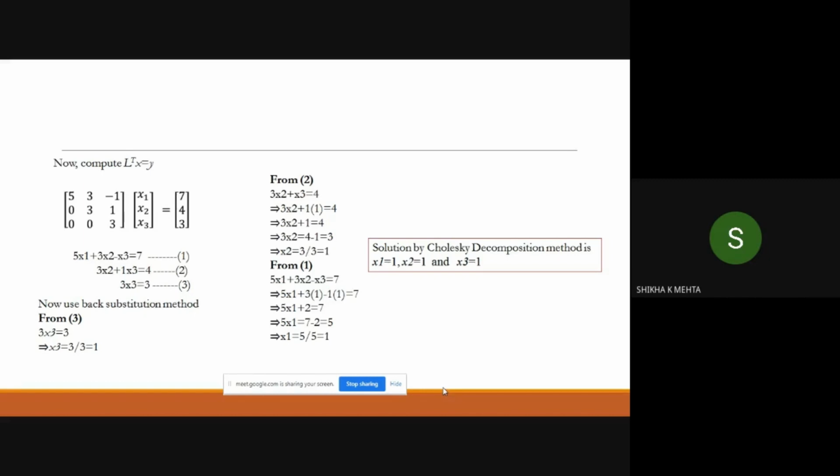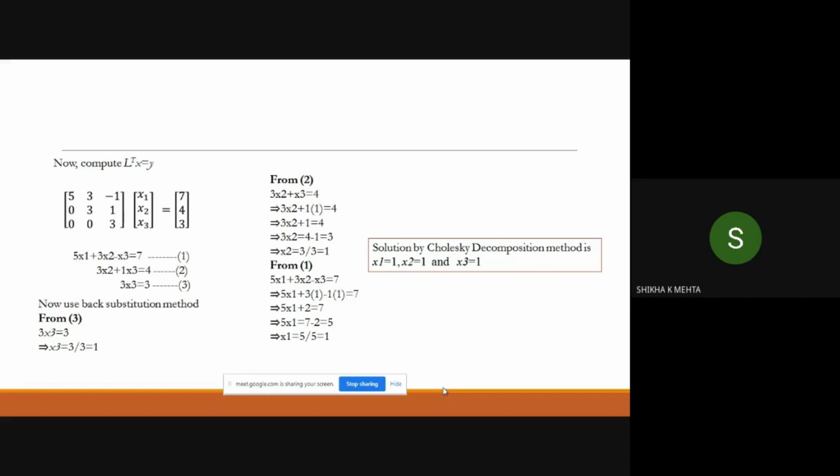So we get the first value of x. Then we are able to get the next one by substituting the value of x3 in the other equation. You can say put it in the second equation. x3 is equal to 1. So we get x2 is equal to 3 by 3, that is equal to 1.